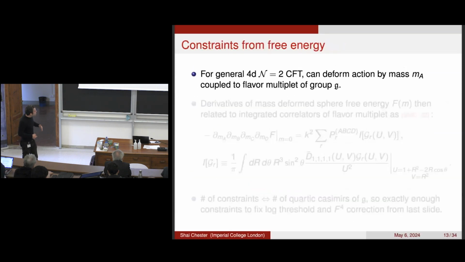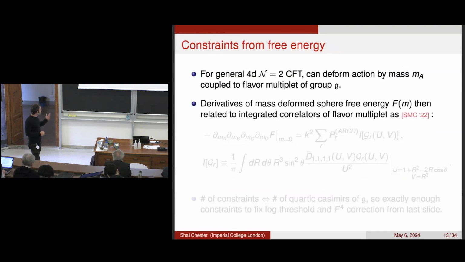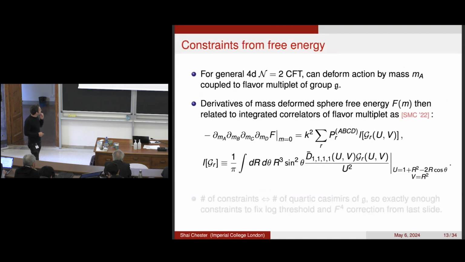Okay, so what are the methods I'm going to use to compute these coefficients? I'm going to use supersymmetric localization. For any 4d N=2 CFT, you can always deform your action by a mass m that couples to the flavor multiplet of the group G. If you take derivatives of this mass m and then set m equal to 0, because the mass couples to the flavor multiplet, that will give you integrated correlators on the sphere of the flavor multiplet.